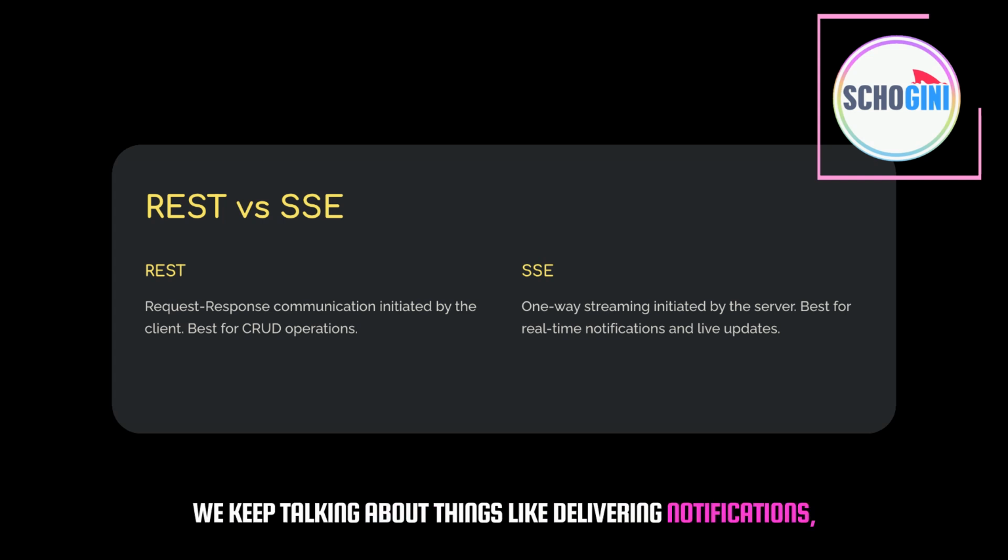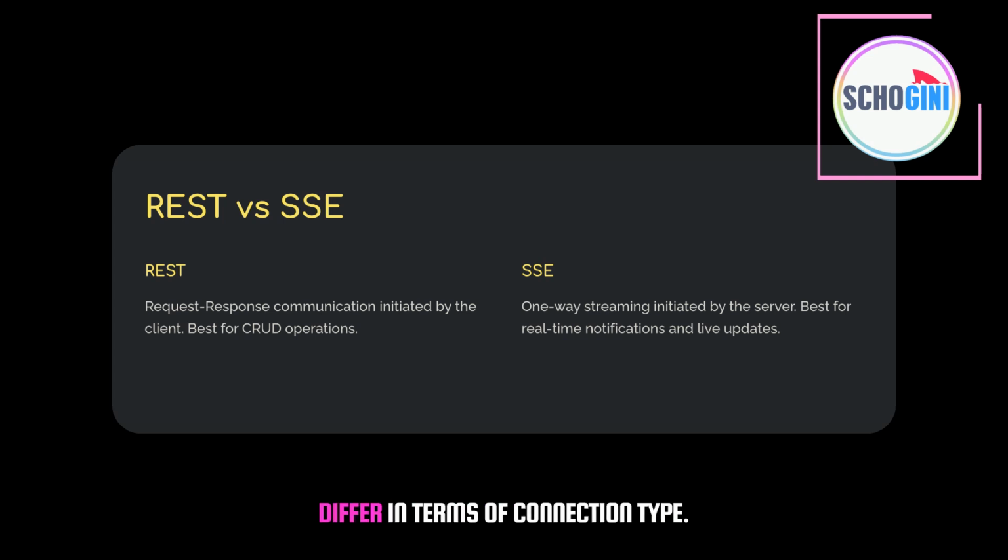SSE shines in those real-time scenarios we keep talking about. Things like delivering notifications, providing continuous updates for things like stock quotes or sensor data, streaming news feeds. Any situation where the server needs to tell the client about new information without the client having to constantly ask. And we already talked about how they differ in terms of connection type. REST uses short-lived connections, while SSE uses a persistent connection.